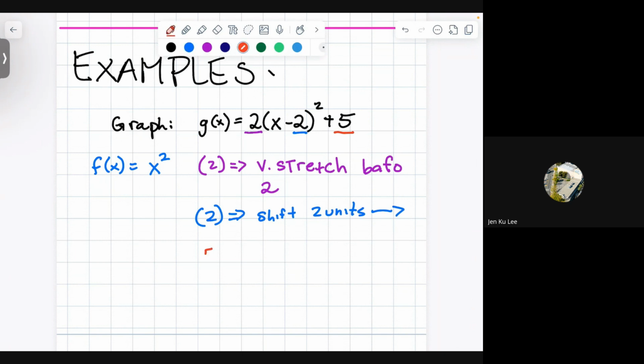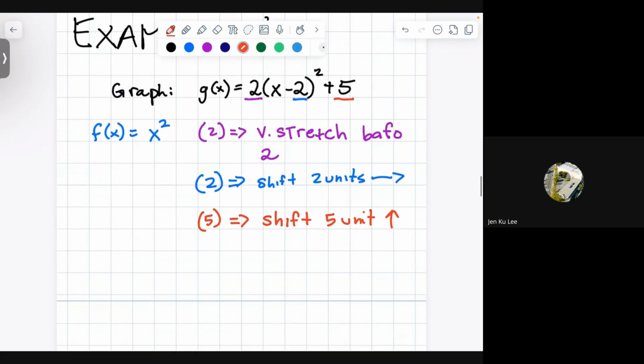Okay. And check out what this 5 does. Okay. What does that 5 do? Hopefully, again, you said shift 5 units up. Okay, so they are my transformations. These are all my transformations.